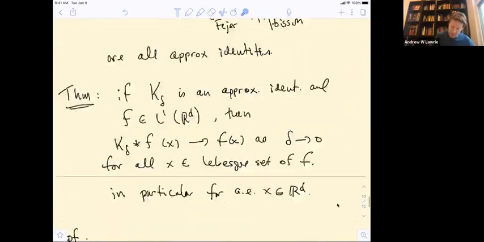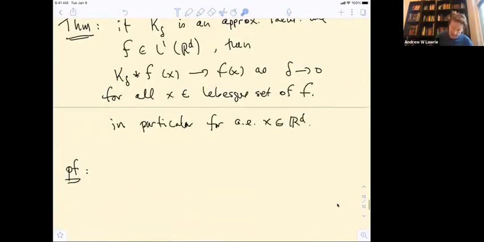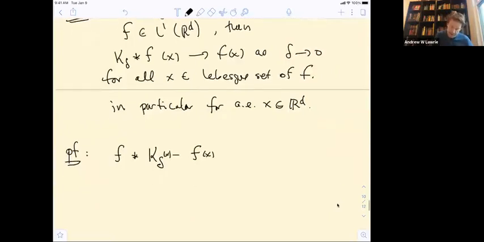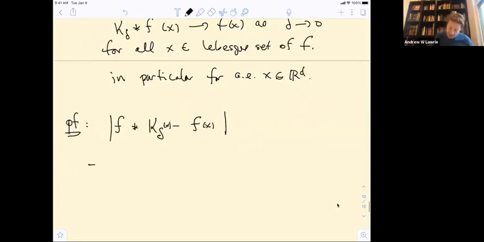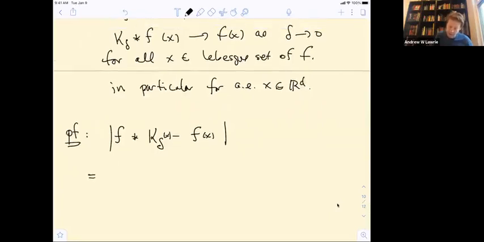Okay, so let's prove this theorem about approximate identities. This is going to look quite a lot like the proofs we've done in the past, just with a couple slightly different ingredients in the analysis. So we want to consider such a difference, k delta convolved with f at a point x, minus f of x. In absolute value, I'm going to use the first property of approximate identity to rewrite f of x as f of x times the integral of k delta.